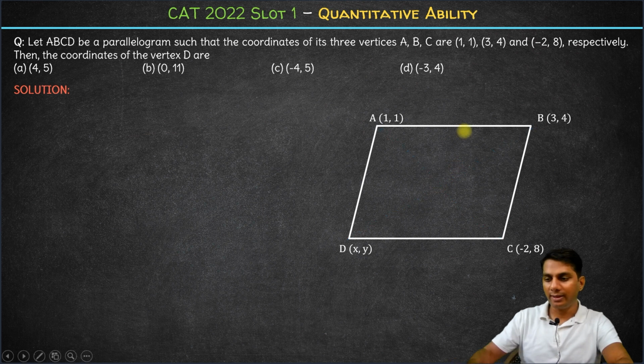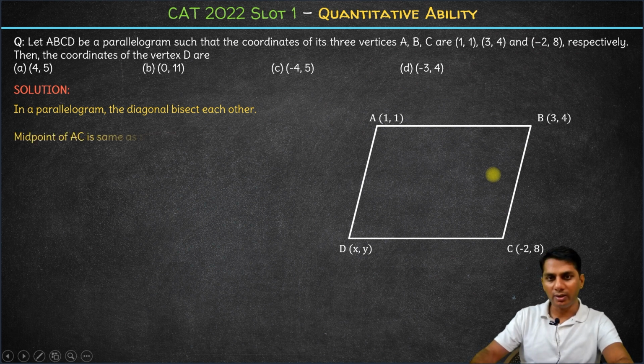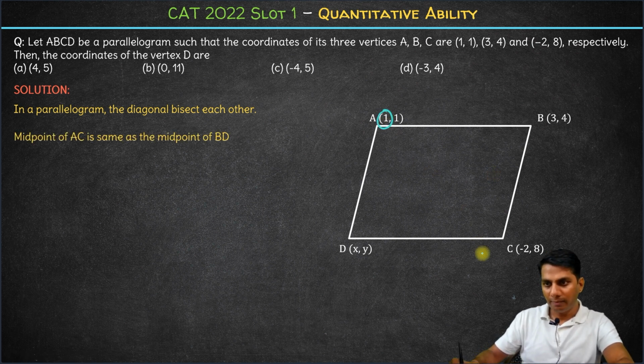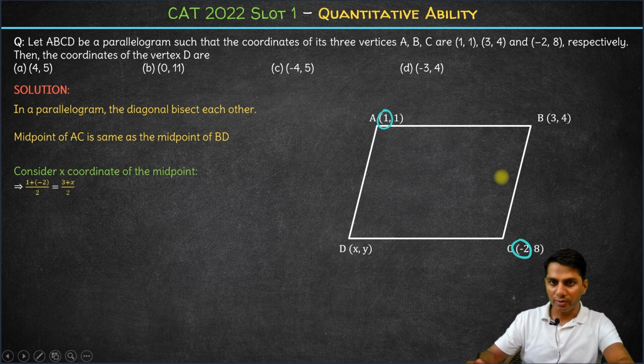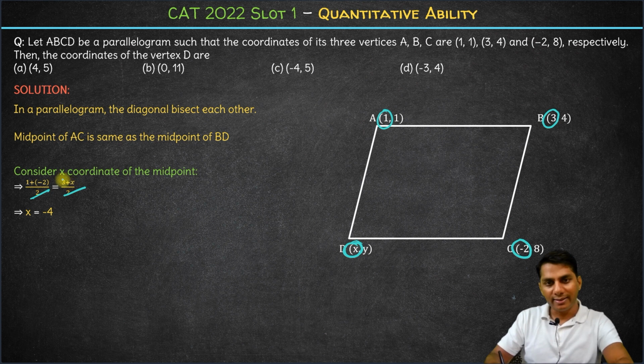The x coordinate of the midpoint of AC will be (1 + (-2))/2, which should also be the x coordinate of the midpoint of B and D. So we have (1 + (-2))/2 equal to the x coordinate of the midpoint of BD, (3 + x)/2. Okay. So the 2 cancels out, 1 minus 2 is -1, which is equal to 3 plus x, hence x is equal to -1 minus 3, which is -4.